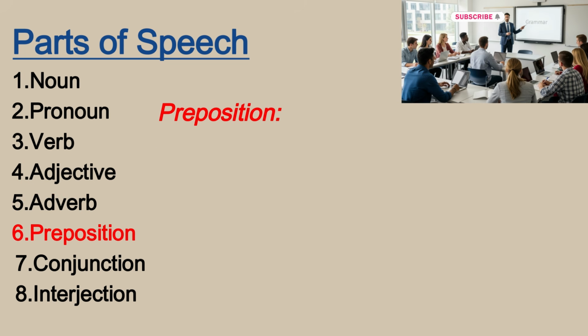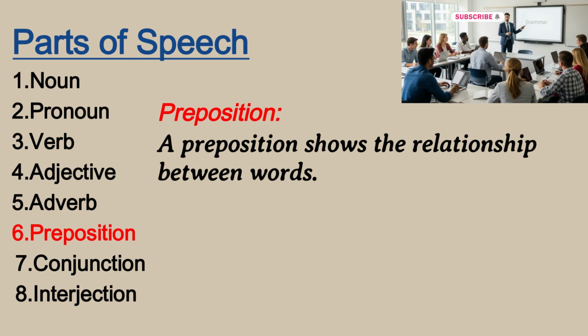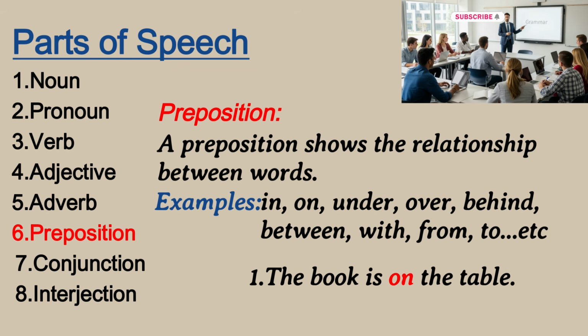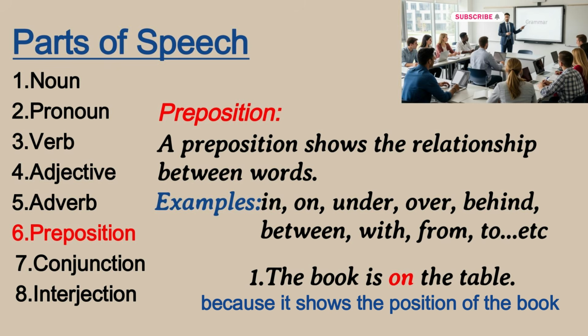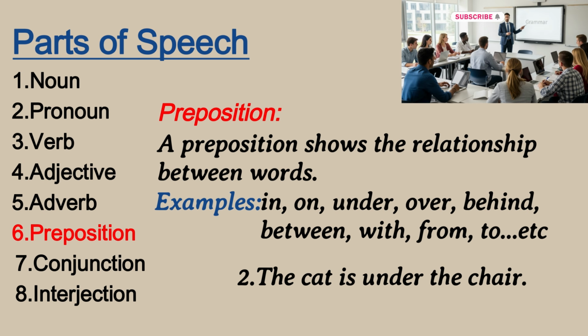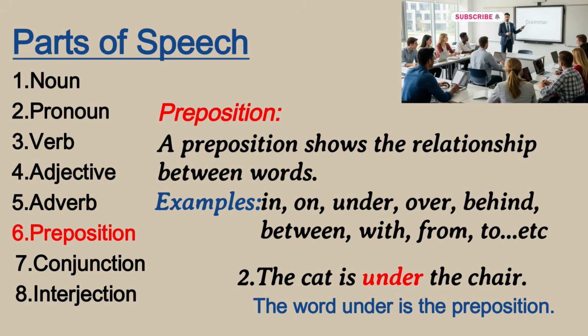Next, preposition. A preposition shows the relationship between words. Examples: in, on, under, over, behind, between, with, from, to. Let's see how it works in real sentences. Sentence 1. The book is on the table. The word on is the preposition because it shows the position of the book in relation to the table. The cat is under the chair. The word under is the preposition.